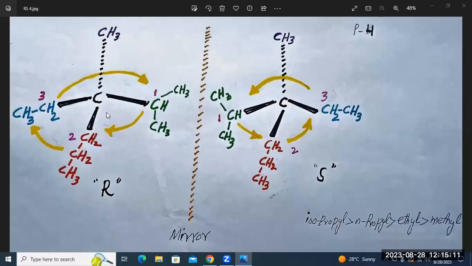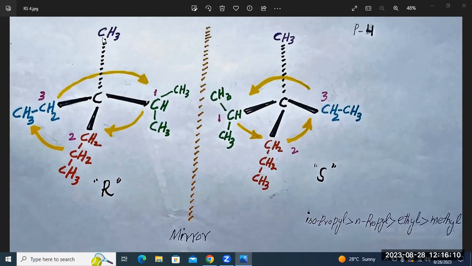Here we have one more example, and the priority order on the basis of the sequence rule is to be determined on the basis of the nature of the group attached. You can see this is the central carbon atom attached to a methyl group, and then an isopropyl group, and then an N-propyl group, and then an ethyl group. Now the order of priority on the basis of the sequence rule would be like this. The isopropyl group would be at number 1, the N-propyl group would be at priority number 2, and the ethyl group at priority number 3.